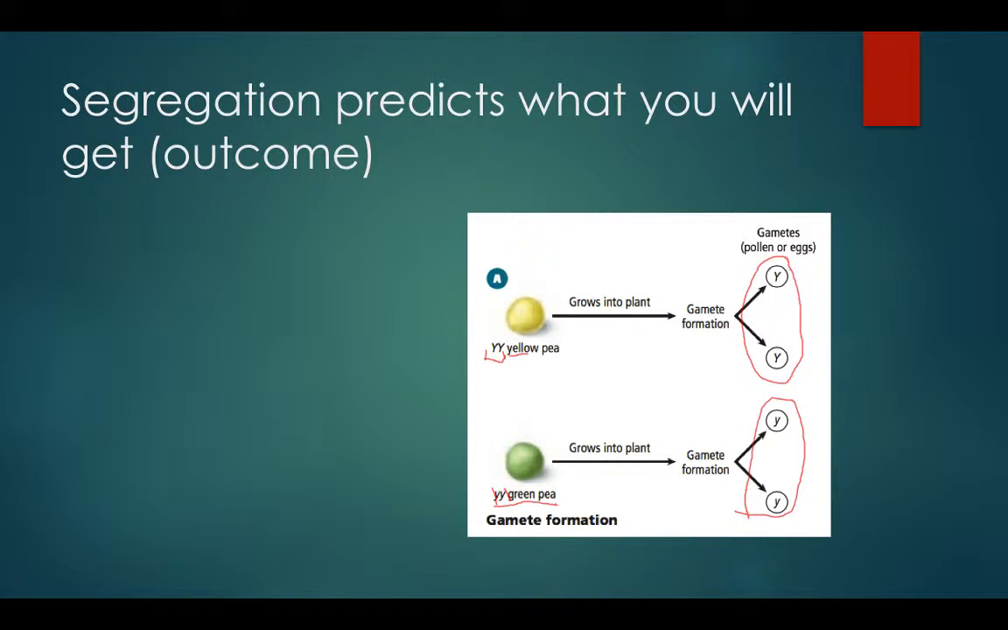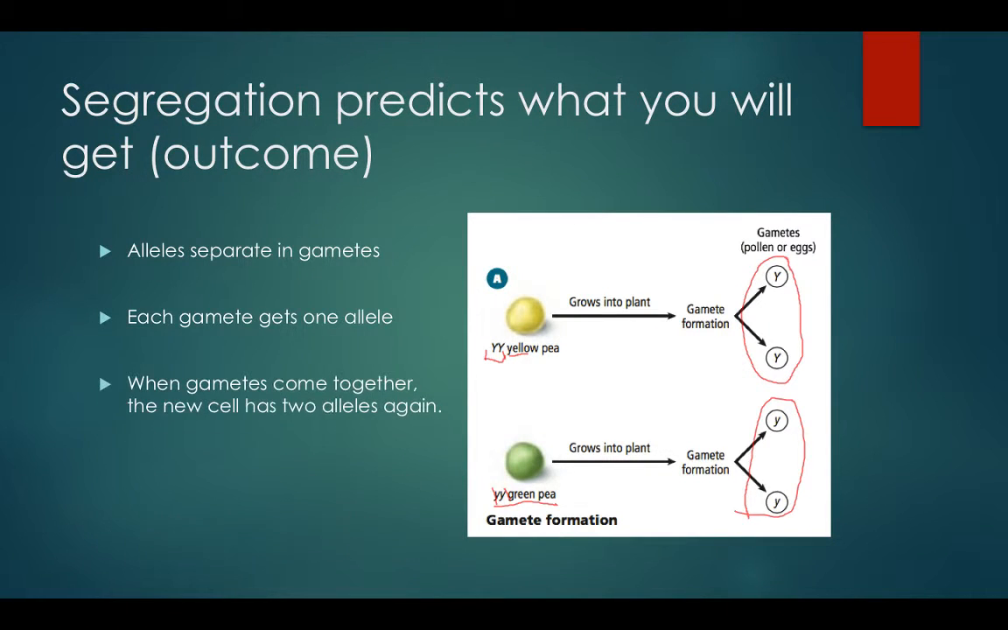And for review, the gamete is just a sex cell, so think a sperm cell or an egg cell. Because alleles separate into gametes, a big Y and a big Y are going to separate into their two parts. Each gamete gets one allele. When the gametes come together, the new cell will have two alleles again. So if this cell and this cell came together, the new cell would have a big Y and a small y.